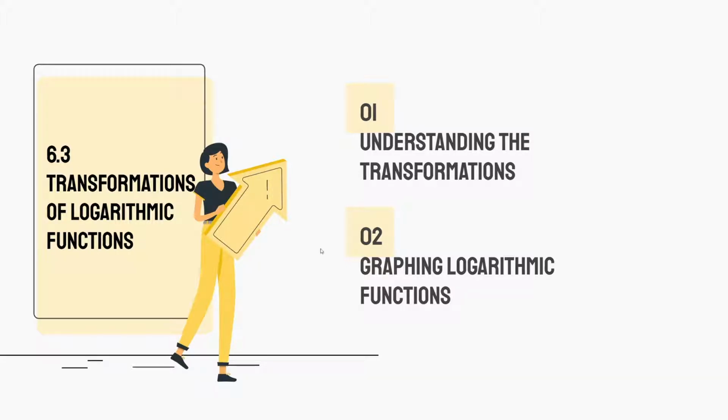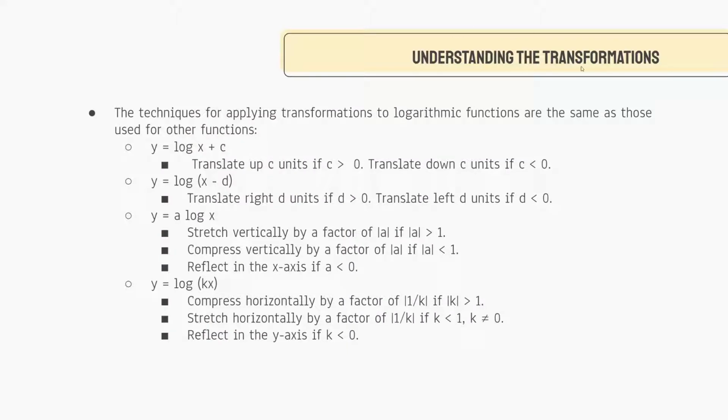So let's get started. When it comes to understanding the transformations, the most important thing you have to do is understand that these transformations are the exact same ones we've been doing for all the other functions. So once again, we're dealing with our c, d, a, and k values. Those values still mean the exact same thing.